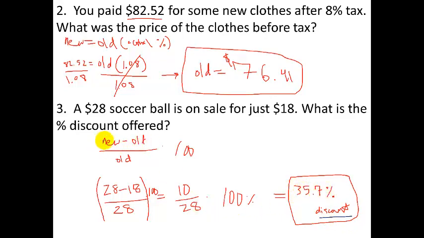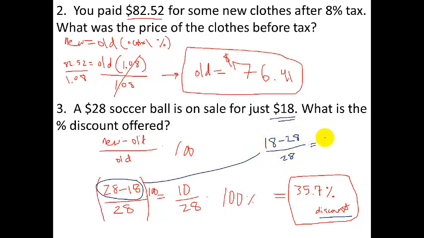So my formula says new minus old. What was the new price of the soccer ball? The new price was just $18. So here, I should have had 18 minus 28 divided by the old price, which was 28, which would give me negative 10 over 28. So the percent will come out to be the same. It'll still be 35.7, but it will be negative, and that's how I knew that it was a discount.